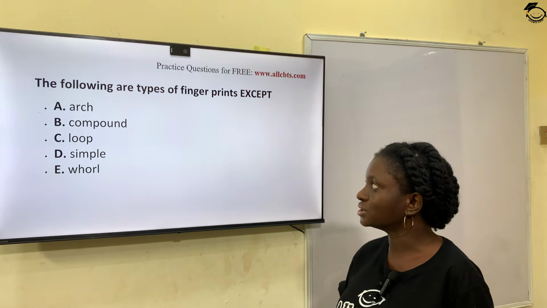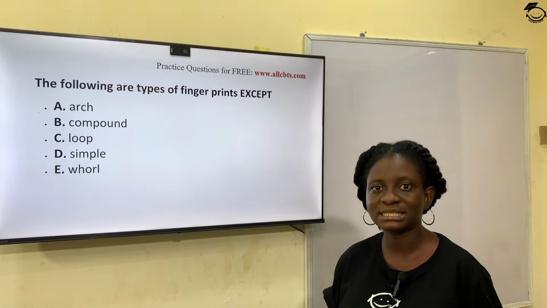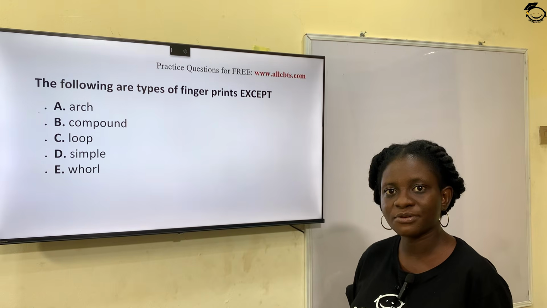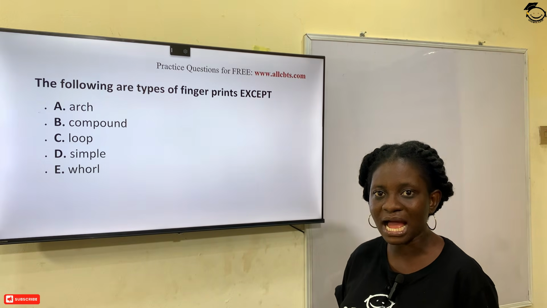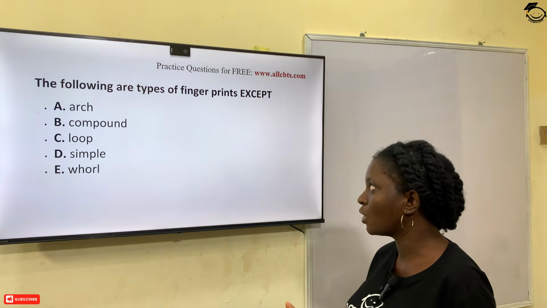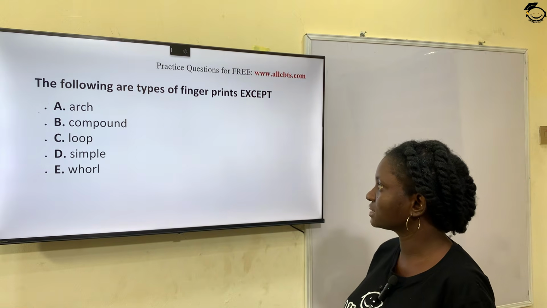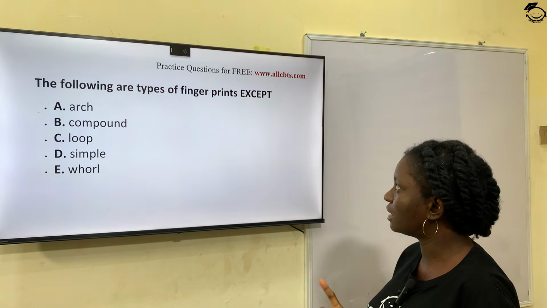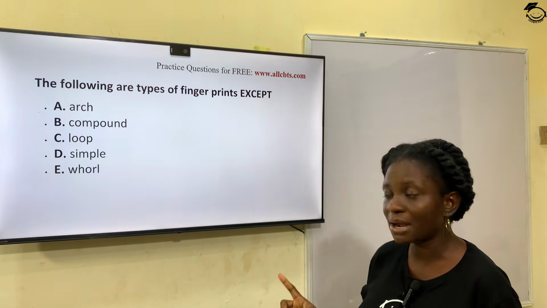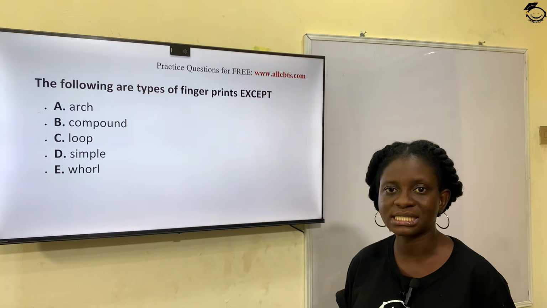The next question: the following are types of fingerprints, except. We have different types of fingerprints. We have the arc, we have compound, we have loop, and we have whorl. So the only option here that is incorrect, that is not a type of fingerprint, is simple. Option D is the correct answer, simple.